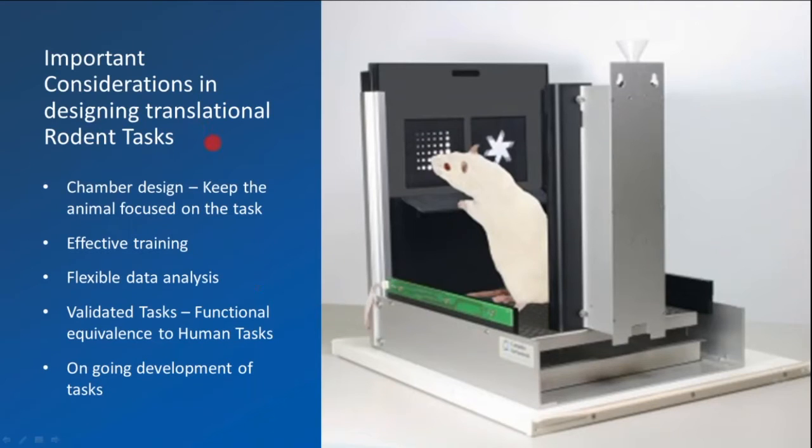Important considerations when designing translational rodent tasks are a chamber to keep the animal focused on the task, and Matt will be speaking more about this later. We also need effective training in a stepwise progression, which I'll talk in more detail about later. We need full and flexible data to maximize the information obtained from the tasks, and again Matt will cover that and how we do that with our ABET Touch software. We need validated tasks. There are currently 10 validated rodent tasks and over 60 papers detailing these.